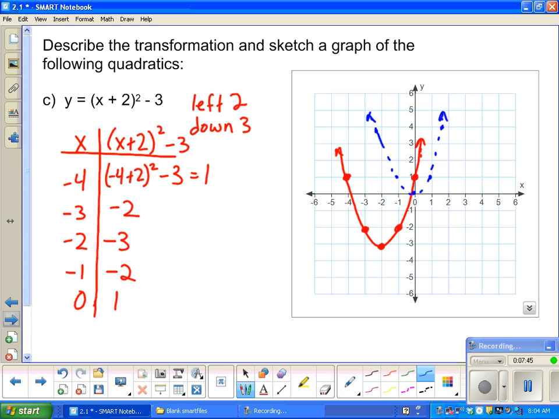So if you notice, every point on our parent graph shifted left 2 and down 3. From our parent graph, we went 1, 2, down 1, 2, 3. So everything shifted left 2, down 3. Look at our domain. Again, it's going to be all real numbers because I can put in any x value. My range, it's opening up, so my y's have to be greater than or equal to what's my lowest y point. My lowest y point is -3.